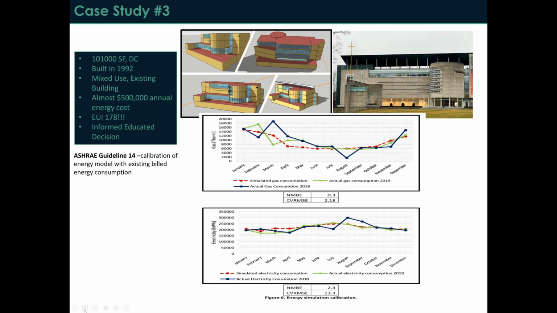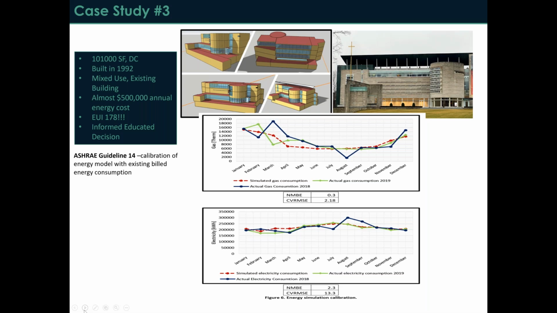Case study number 3. That was another specific project in downtown DC. Okay, we had the projects. The first one was embassies, the second one was offices, and this is the third one, which is an office and hotel building. I want to talk about it because that was an interesting project that I like. It's 101,000 square feet in downtown DC. It's a mixed use existing building, built in 1992. It's an office and hotel building.